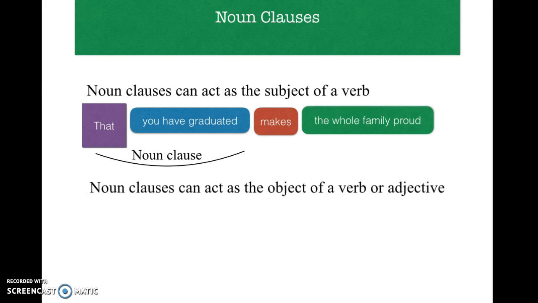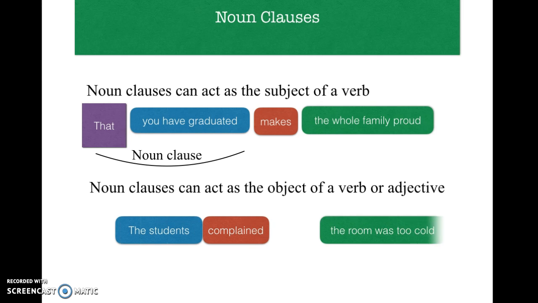It can also be the object of a verb or act as an adjective complement. Let's have a look at that. So complained is the verb here. We have the students complained. The room was too cold. So we can add in that at the start of the noun clause: that the room was too cold. And this would be the noun clause.